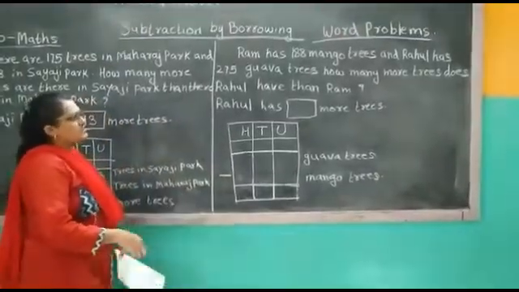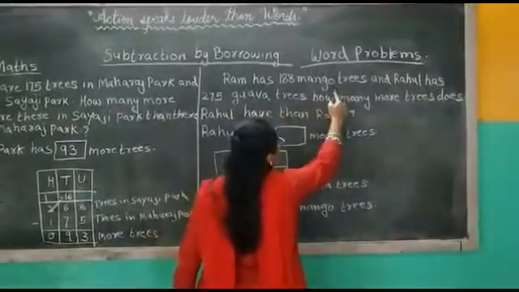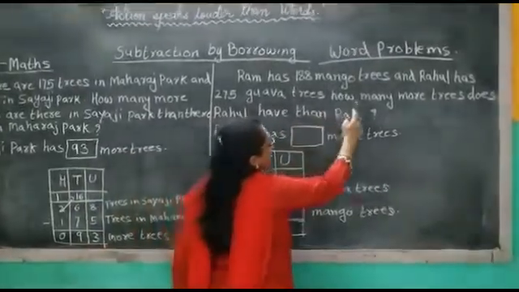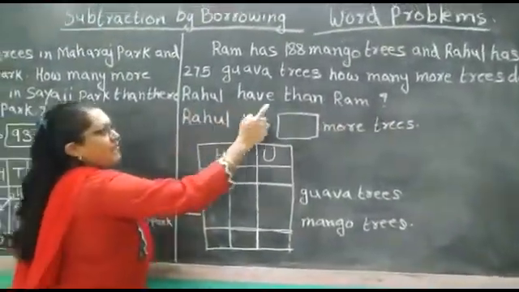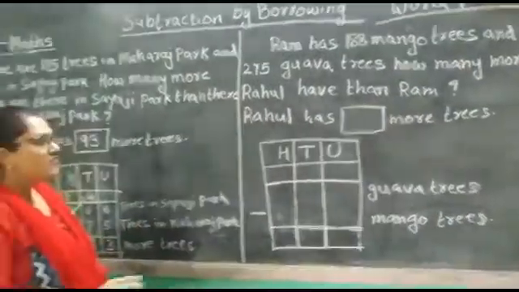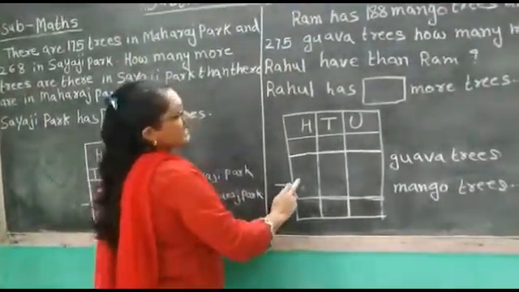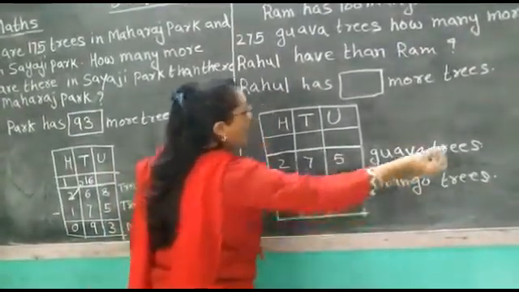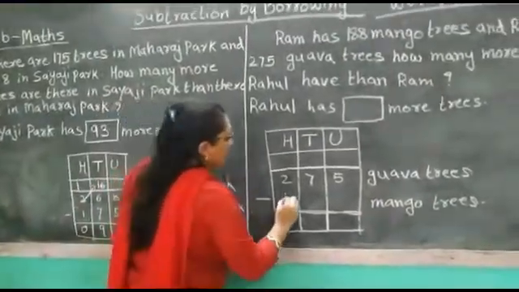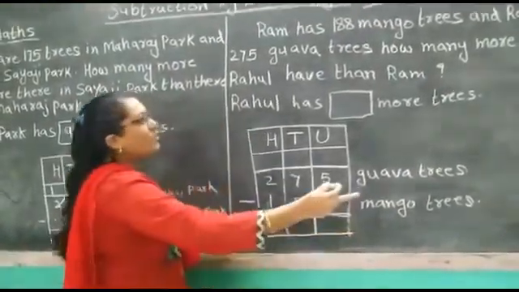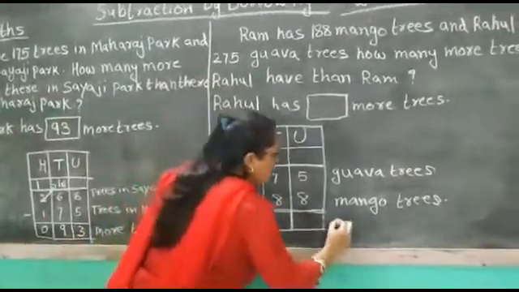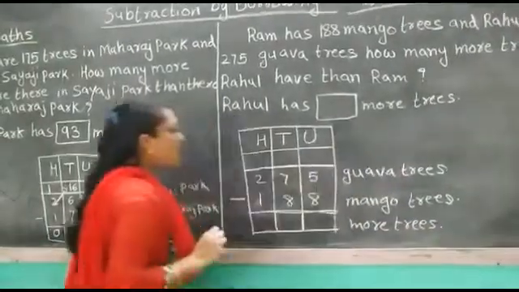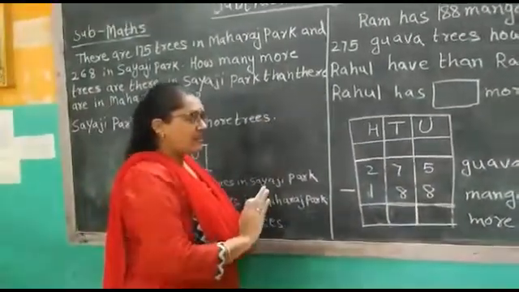Now see the next sum, children. Ram has 188 mango trees and Rahul has 275 guava trees. How many more trees does Rahul have than Ram? Now see, we will solve the sum. First we will take that 275 guava trees and 188 mango trees. Now we are going to find out more trees. Now the same subtraction method we are going to use here.